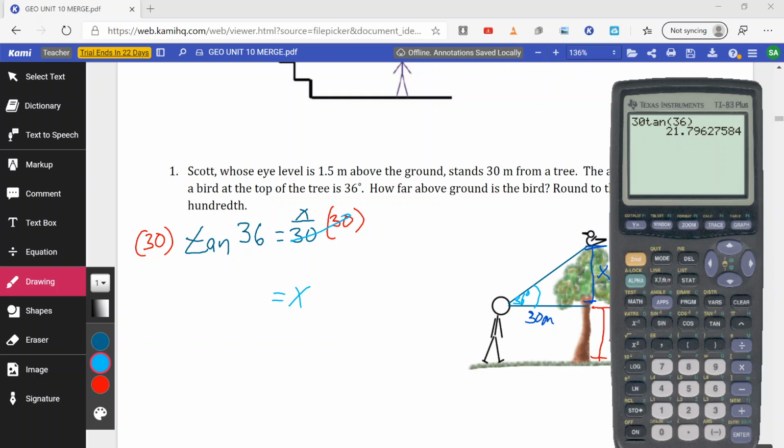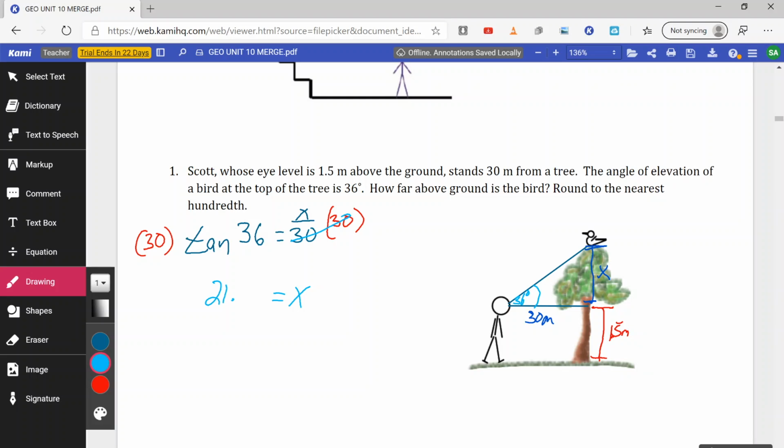And we get 21.79627584. Our instructions were to round to the nearest hundredth, so 2 decimal places. So 9 is the second decimal place, so I take a look at the number next to it, 6. 6 will round the 9 up to a 10, which actually turns the 7 into an 8. So we have 21.8 meters. So this means from the bird to the line of sight is 21.8 meters.